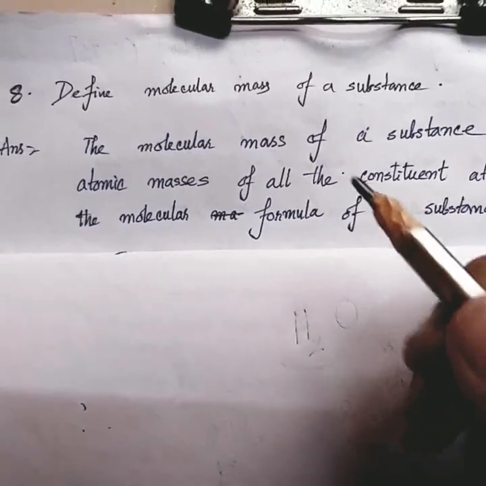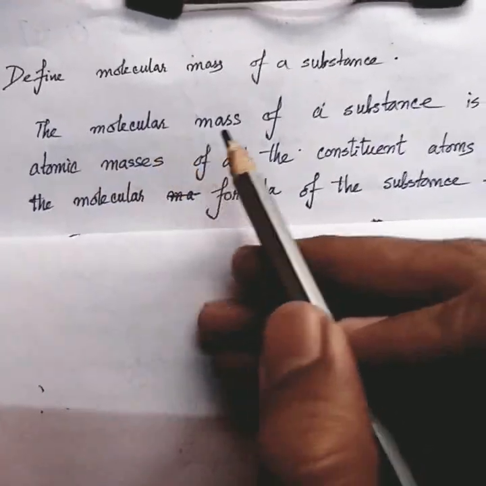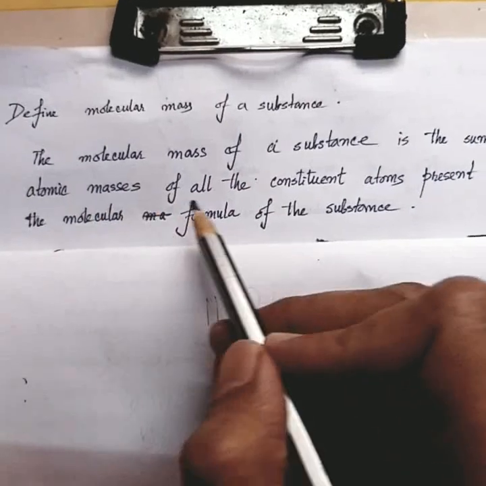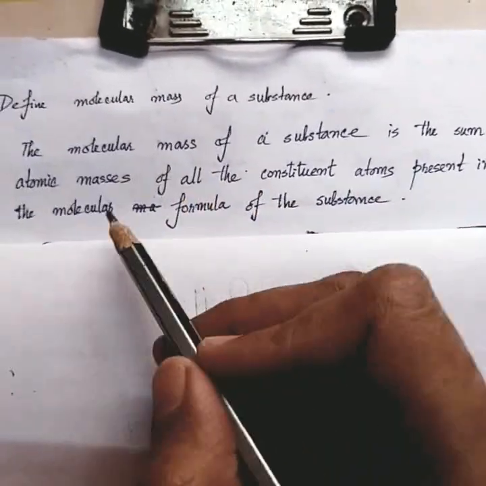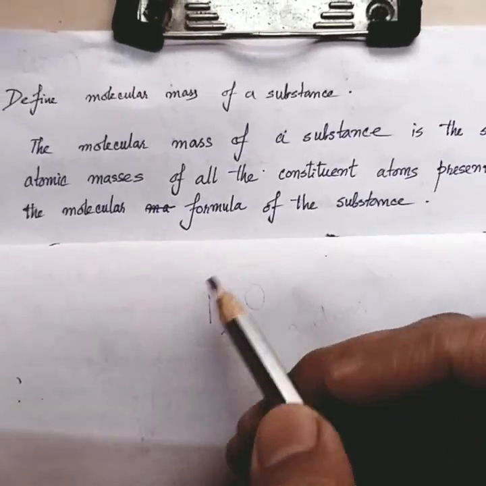Hello students, so today we are going to learn the definition of molecular mass of a substance. The definition says the molecular mass of a substance is the sum of atomic masses of all the constituent atoms present in the molecular formula of the substance. So let us first focus on this term molecular formula.